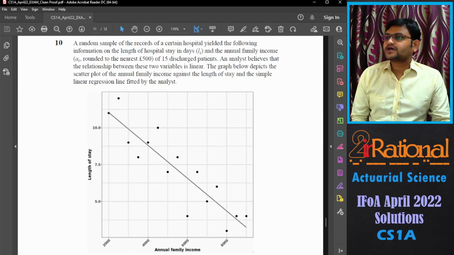For the last question, a random sample of the records of a certain hospital yielded the following information on the length of hospital stay in days and the annual family income rounded to the nearest 500 of 15 discharged patients. An analyst believes that the relationship between these two variables is linear. The graph below depicts the scatter plot of the annual family income against the length of the stay and a simple linear regression line fitted by the analyst.